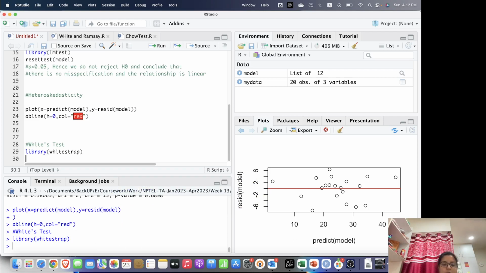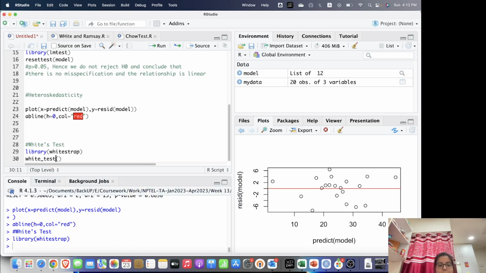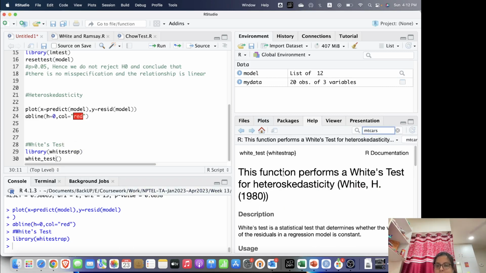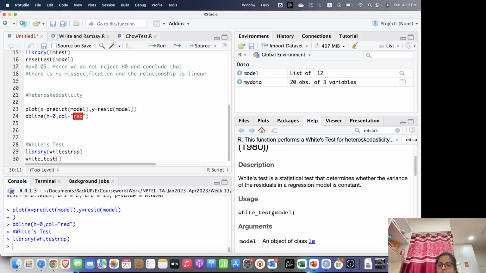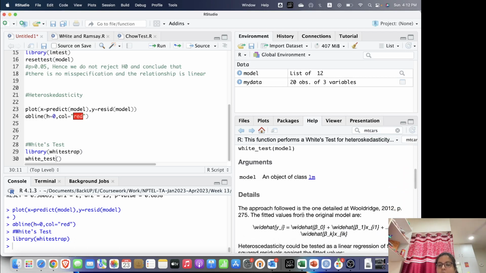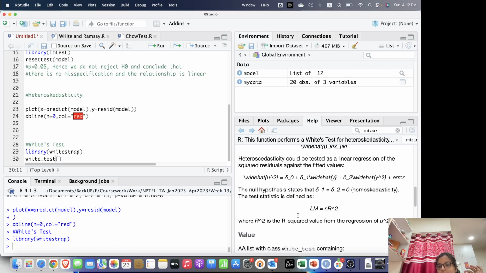And then I should use White underscore test. This will perform a White's test for heteroscedasticity, which determines whether the variance of residuals in a regression model is constant or not. Okay, here the test is also given.